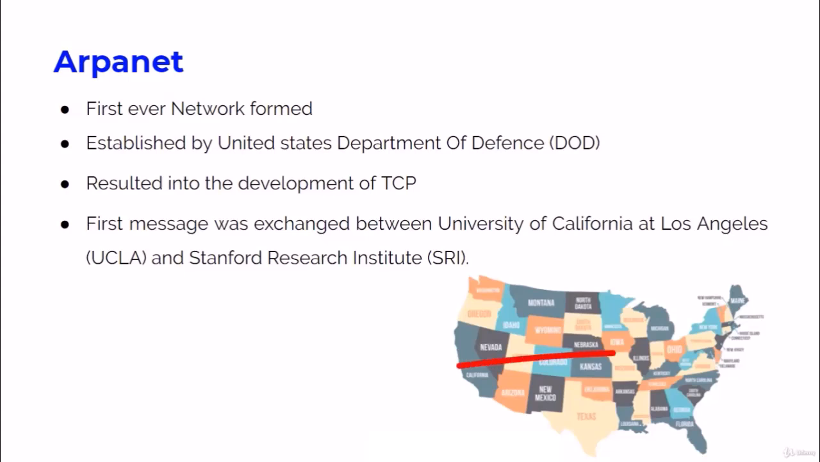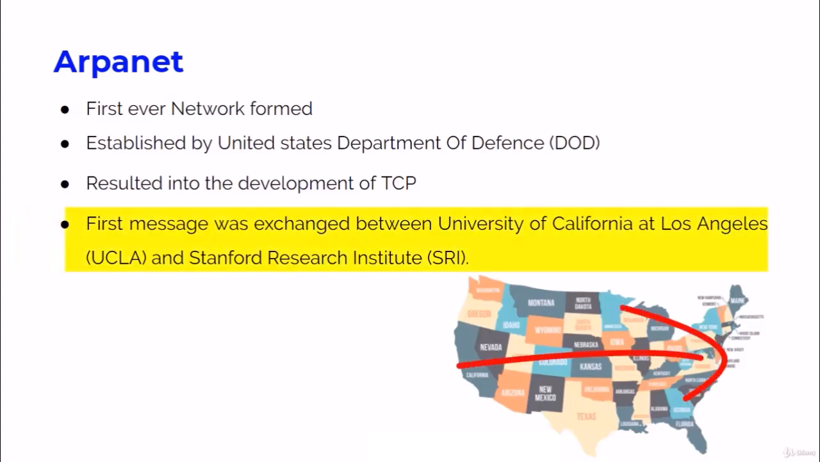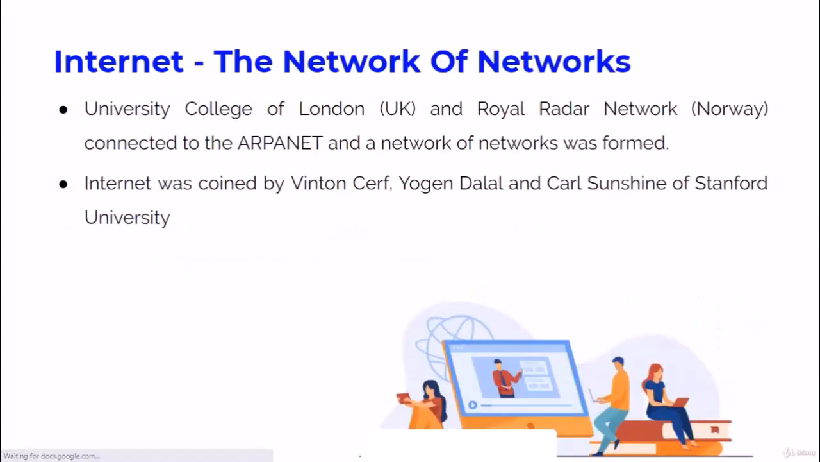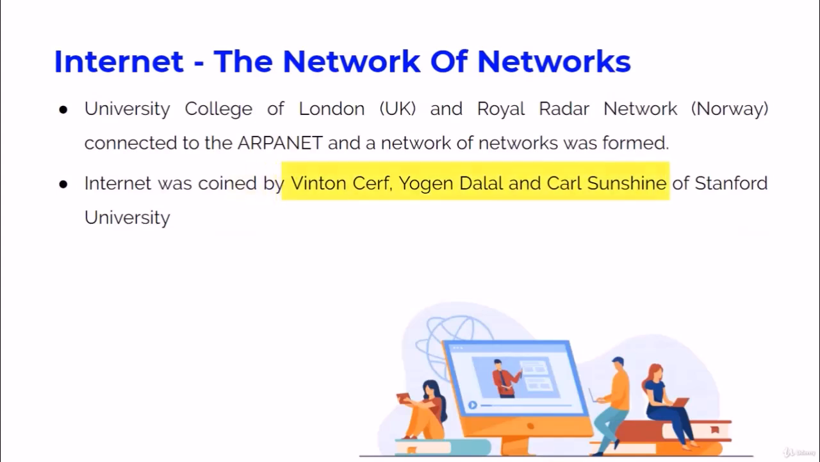The first network link was between the University of California at Los Angeles and the Stanford Research Institute, and then it expanded from Illinois up to New York and Washington, thereby covering the entire United States. Wow, Internet. You might have heard of this term. This term was coined by Vinton Cerf, Yogen Dalal, and Carl Sunshine of Stanford University to describe this network of networks. ARPANET was expanded to connect DoD with those universities of the US that were carrying out defense-related research.